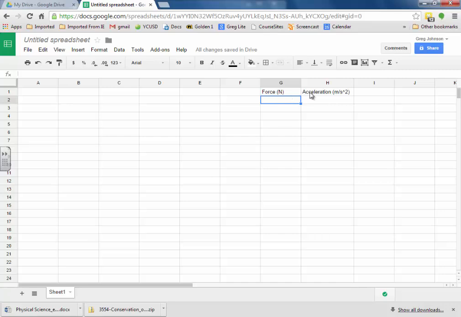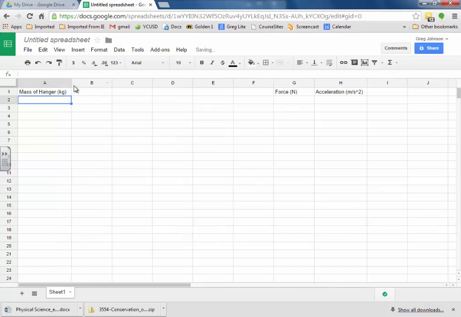The force and the acceleration in this experiment are calculated values. The calculations for force, if you recall, the force was a variable, and it was based on the mass on the hanger, and it was multiplied by 9.8. So I'm going to create a column called mass of hanger, which is in kilograms. You notice I can resize the columns to fit the text if I want to. And I'm going to put some numbers for that in there.